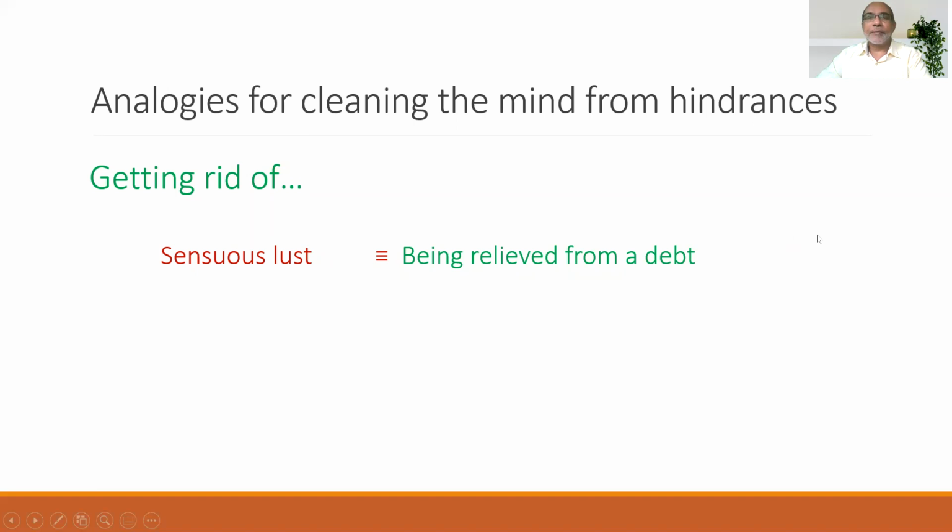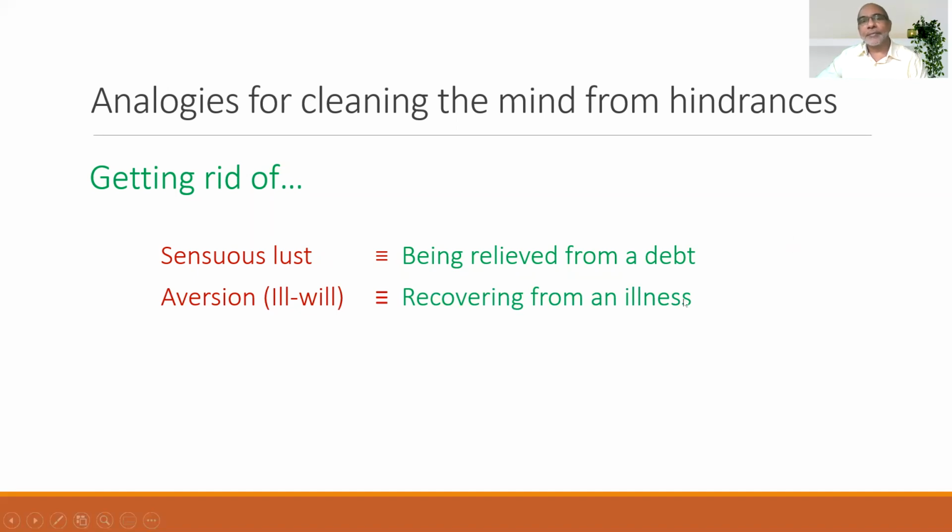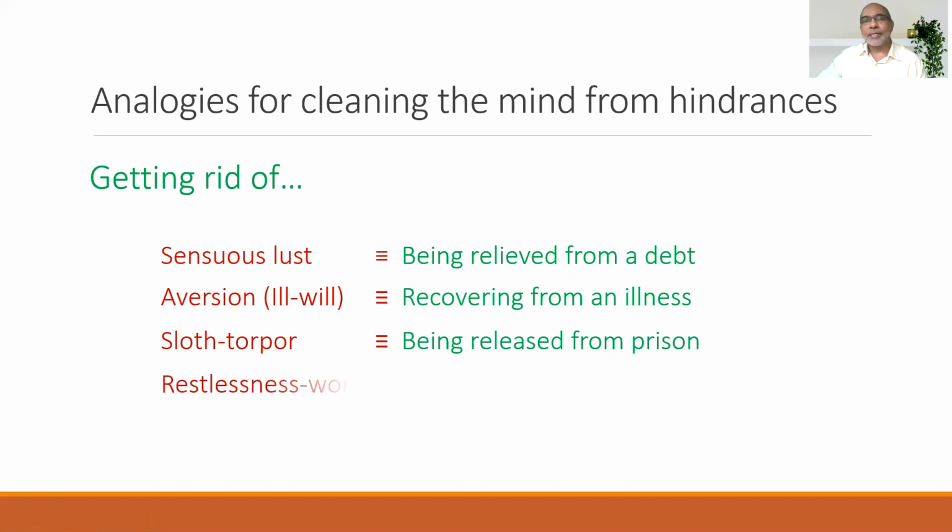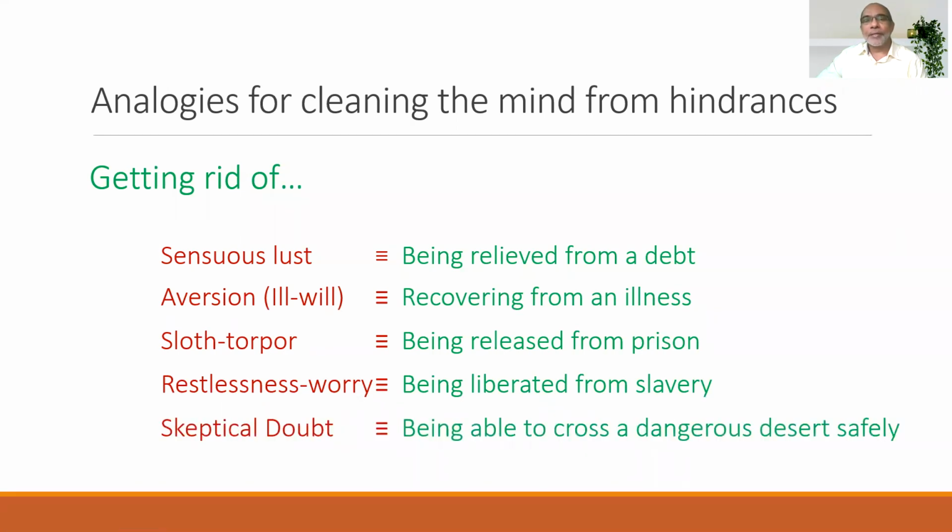Overcoming sensuous lust is like being relieved from a debt. Overcoming aversion is like recovering from an illness. You know how it feels when you recover. Overcoming sloth and torpor is like being released from imprisonment. Overcoming restlessness and worry is like being liberated from slavery. Overcoming skeptical doubt is like being able to cross a dangerous desert to the other side safely. These analogies will make it easy for you to remember the removal of each hindrance from the mind and how much relief there will be when a hindrance is suppressed.